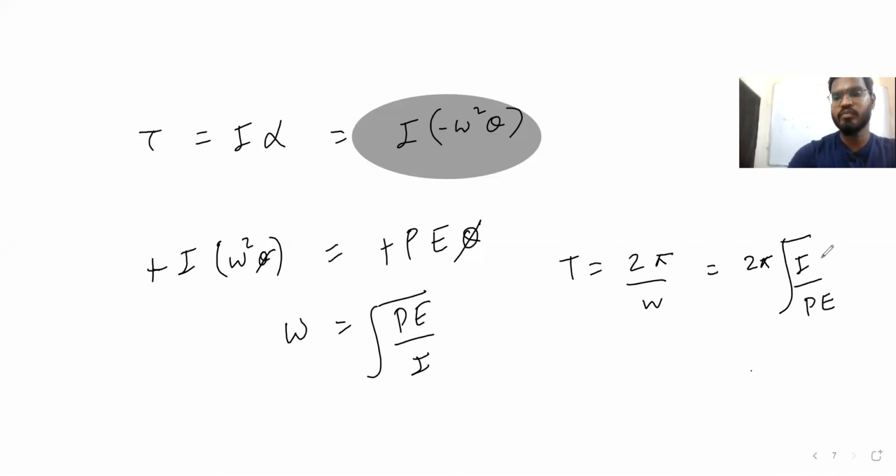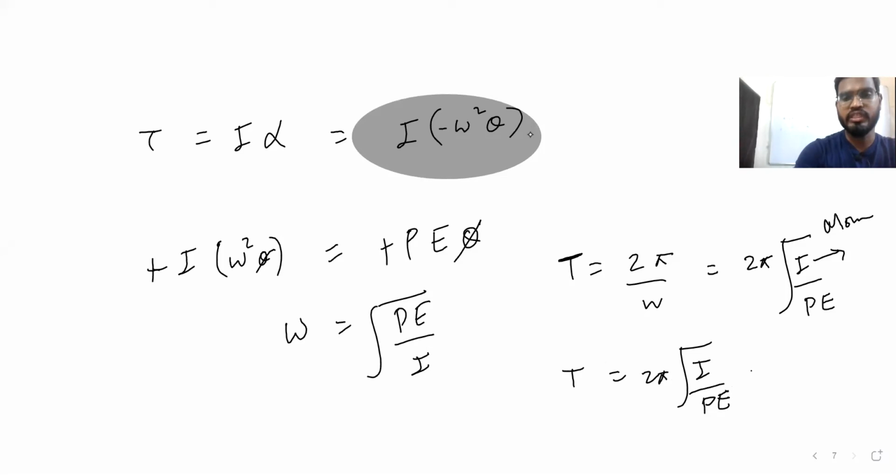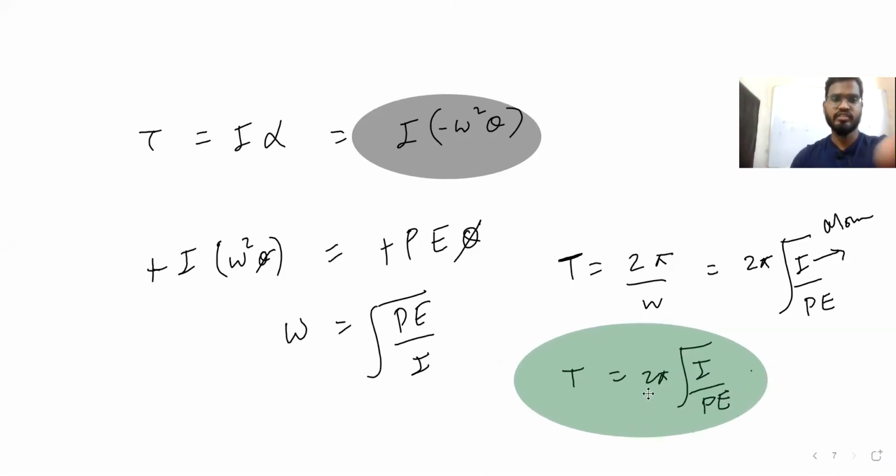Putting it here, we get I by PE. I is the moment of inertia, right? And T here is the time period, not torque. Remember that. So finally we got T is equal to 2 pi root under I by PE. You should understand how we did this. So this was the question which I gave, and the answer is 2 pi root I by PE, that is the time period of that SHM. Till here we can do, we'll see in the next class.